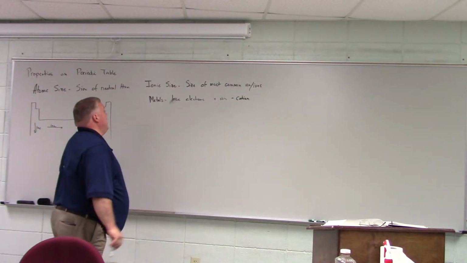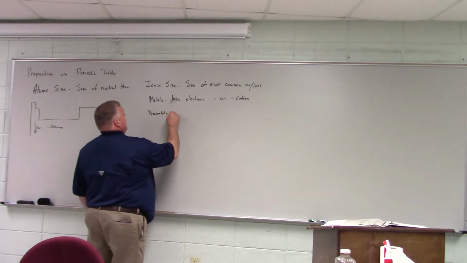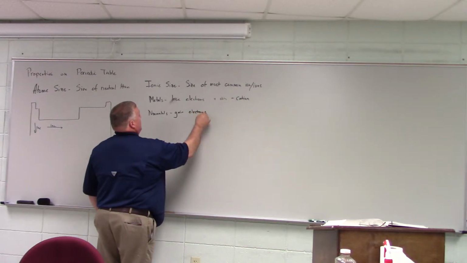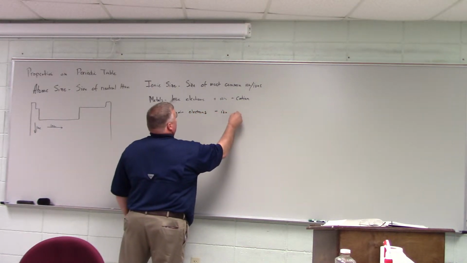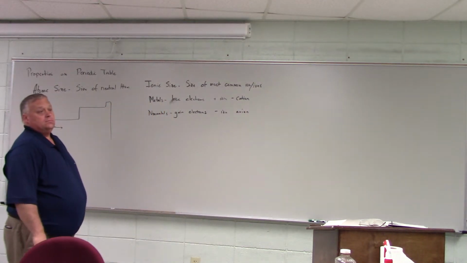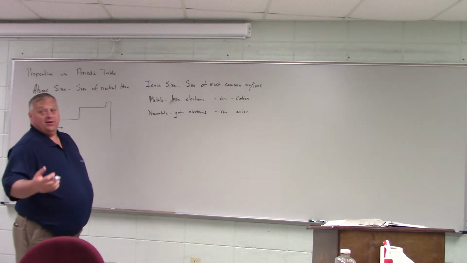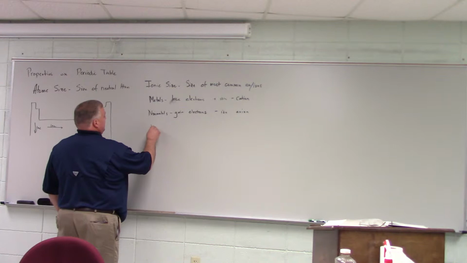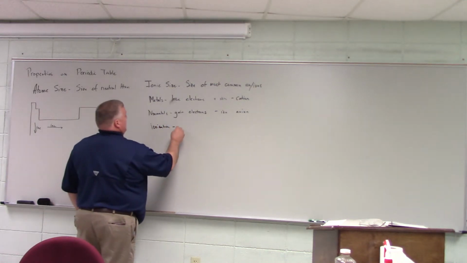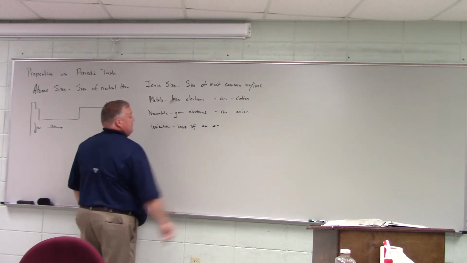Okay? Nonmetals gain electrons to form a negative ion called an anion. The process whereby we gain or lose electrons is called ionization. Okay, the loss of an electron.